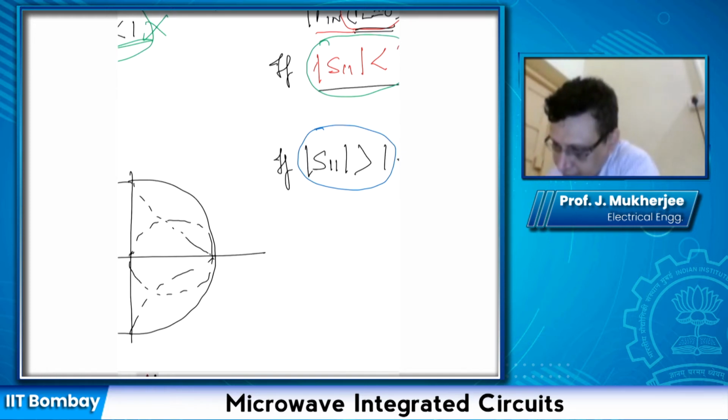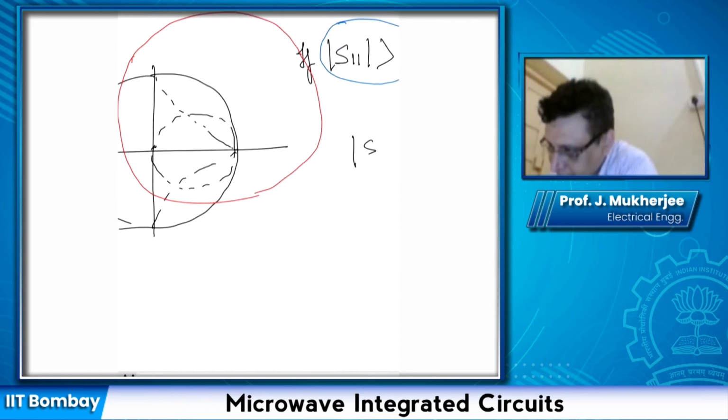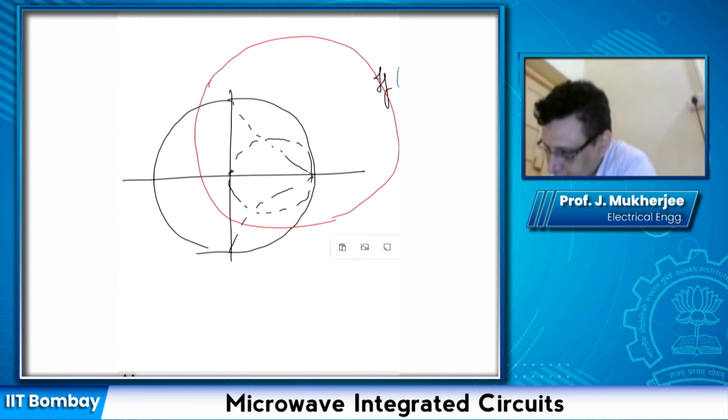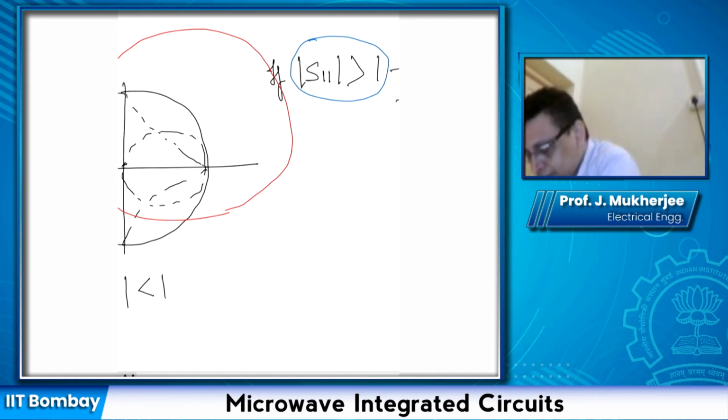And this red line represents my output stability circle. But suppose now it is like this. So here again, and say my S11 magnitude is lesser than 1. In that case, what happens?